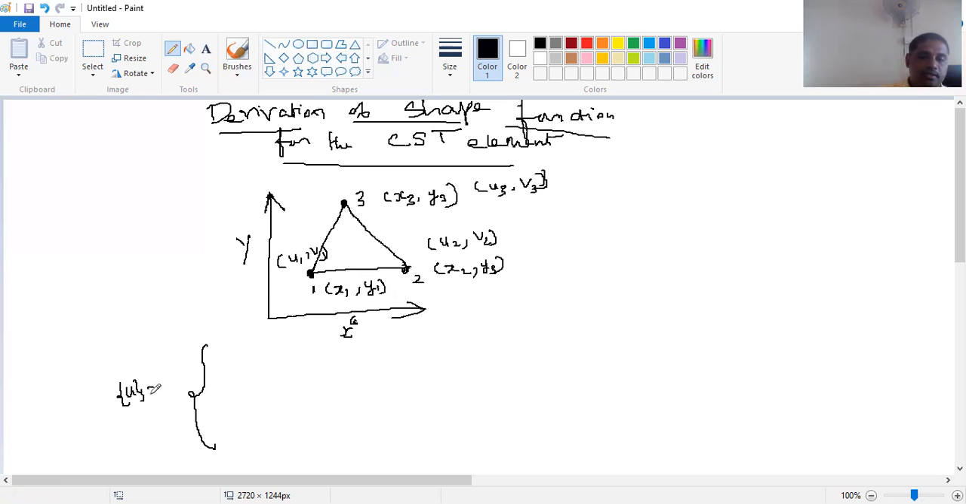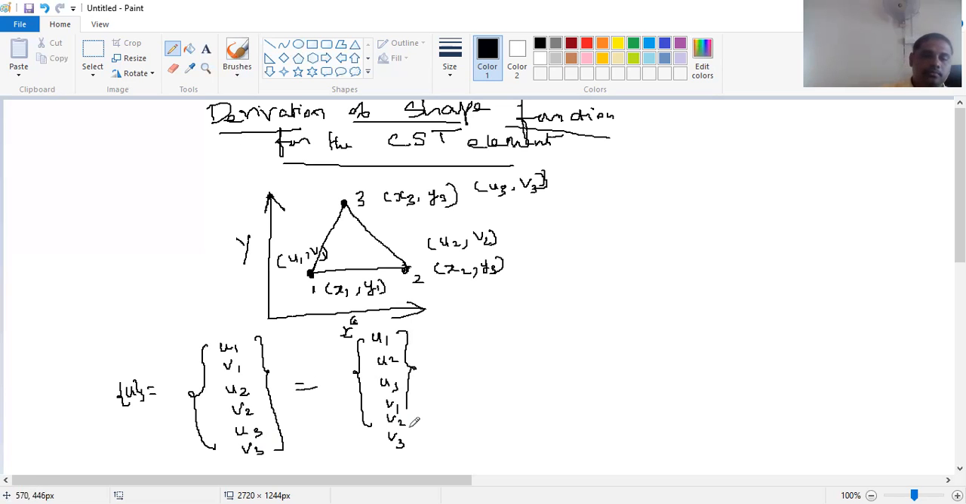So this deflection, which involves 6 degrees of freedom, if you put it in the matrix form: u1, v1, u2, v2, and again u3, v3. Or else you can put it like this also: u1, u2, u3, and change the order, v1, v2, v3. So you can consider any other form.